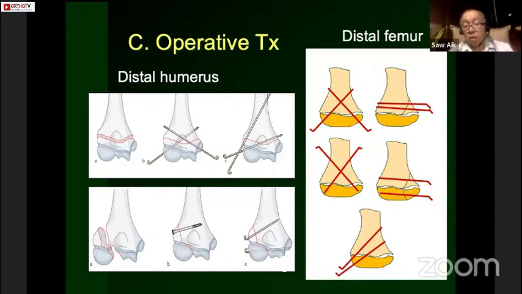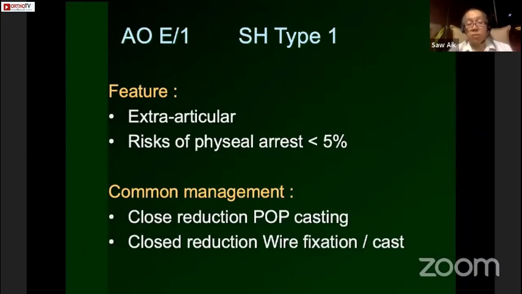This is because the elbow is not the growing end of the bone. You don't have growth arrest, whereas distal femur or the knee is the growing end. Unilateral column fixation has a high risk to develop growth arrest, and it may develop angulation deformity. So we don't do that. That is the main difference.